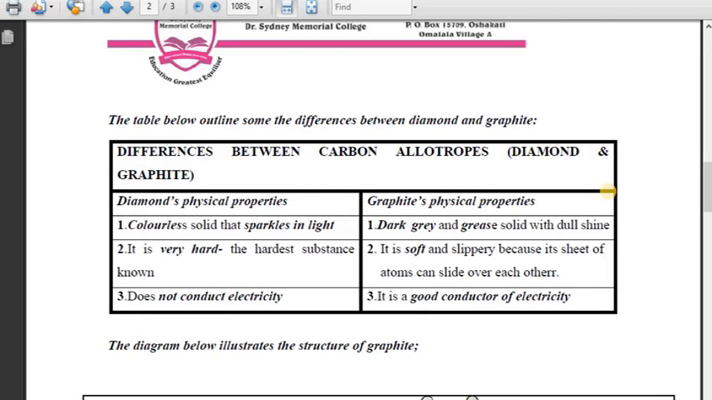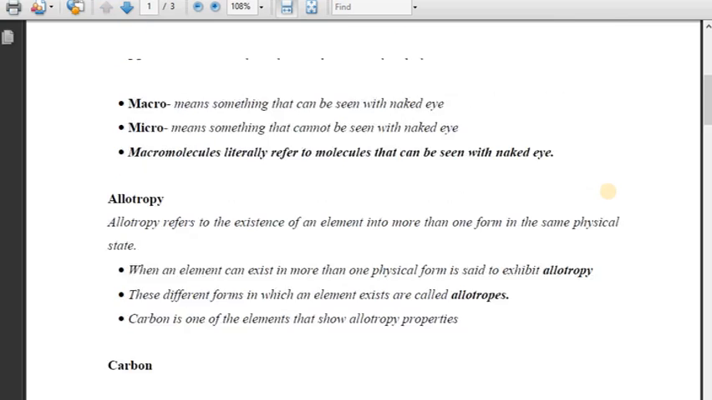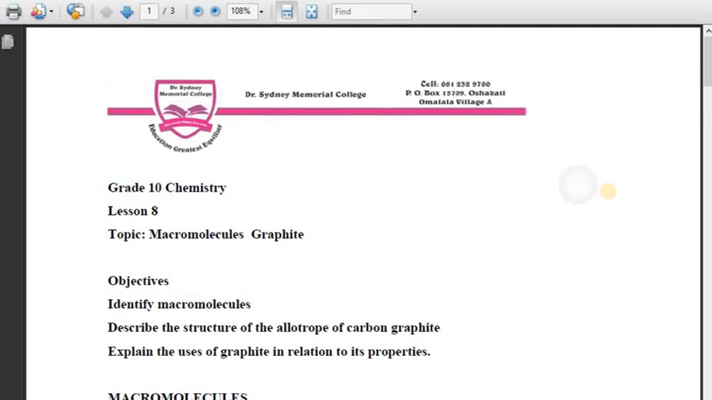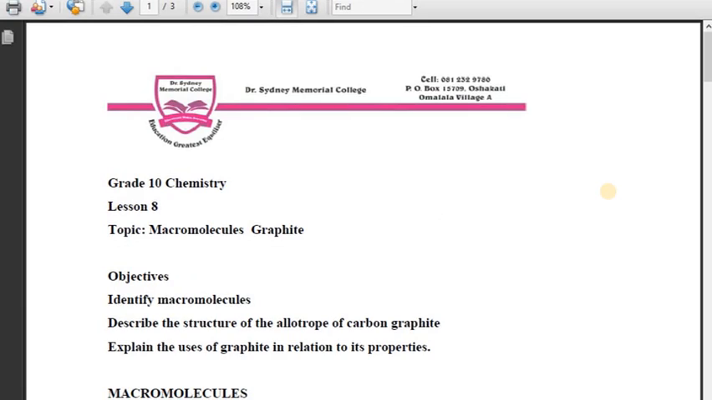Then the properties of diamond, we'll look at them in detail in the next lesson. So, guys, that's lesson 8, macromolecules, graphite, objectives. I'm sure we've covered all of the objectives that we set out to cover. I'll see you guys basically in an hour or so, because this is just an hour before the lesson.